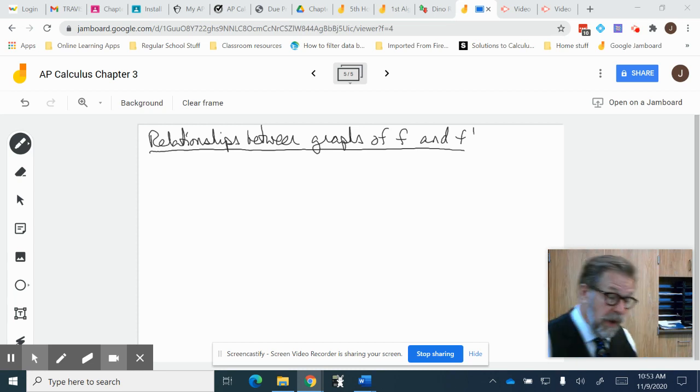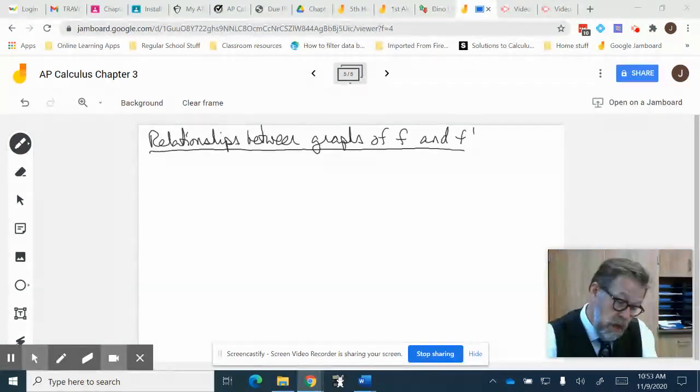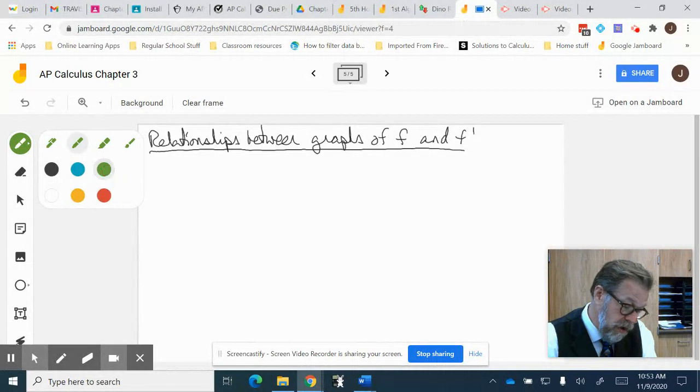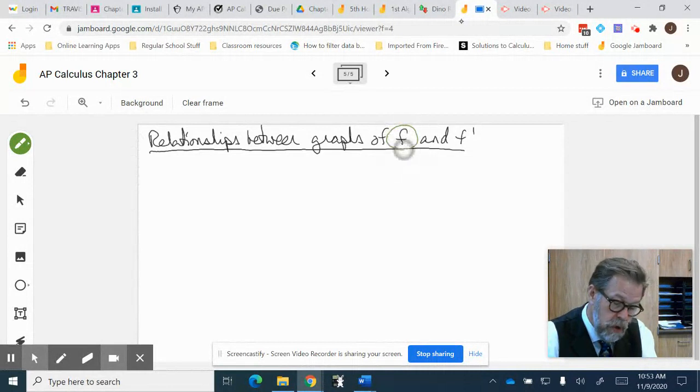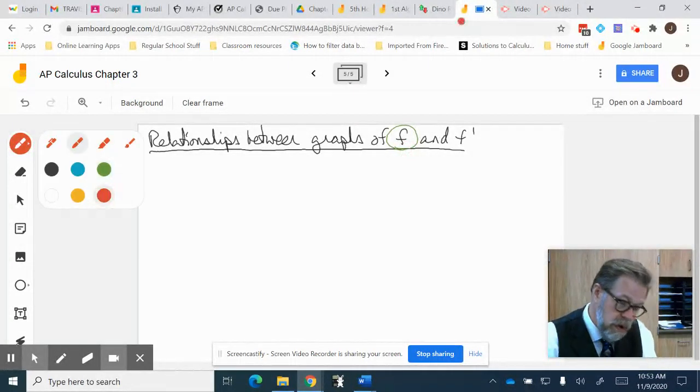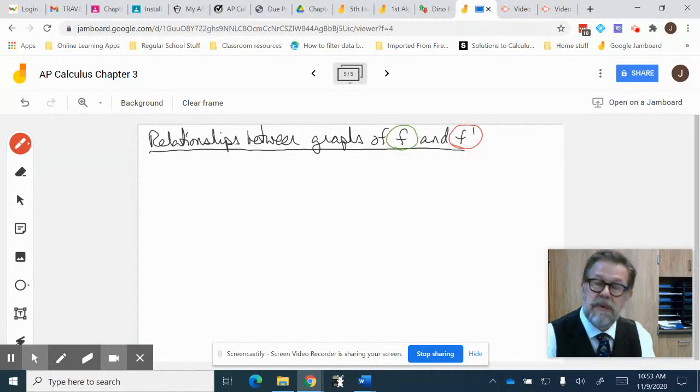Guys, let's talk about graphs. This is something that tricks people up a lot, and here's why. You could have a graph of f, or you could have a graph of the derivative of f. And it's really important to remember that just because you are given a graph does not make it the graph of the function. It could just as easily be the graph of the derivative.